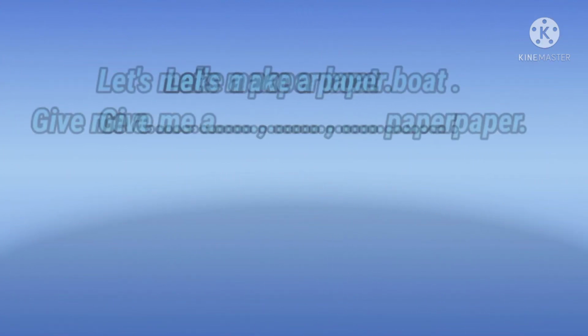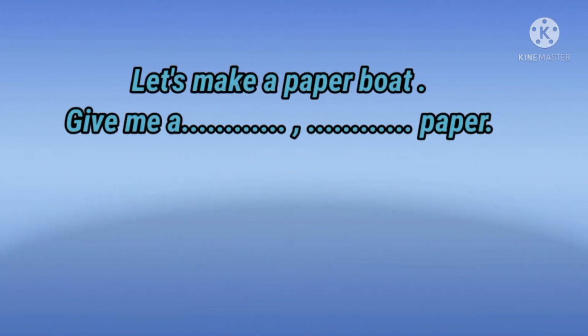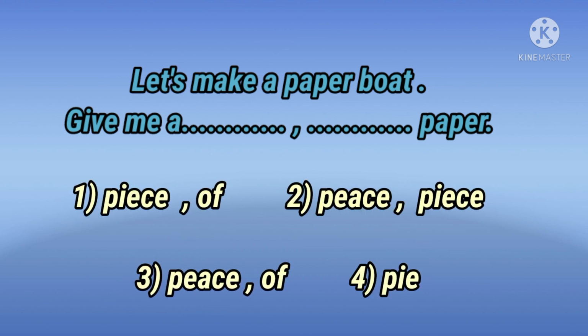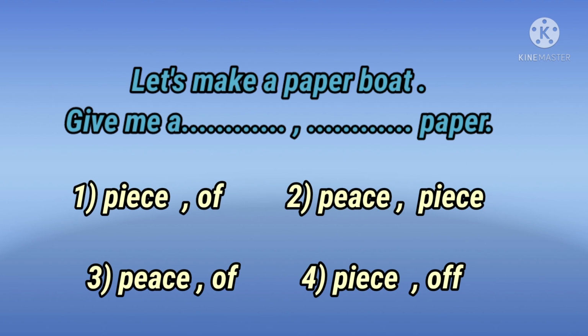Next question. Let's make a paper boat. Give me a dash paper. First option is a piece of. Second is a peace. Third option is a peace of. And fourth option is a pace of. And our answer is first, a piece of paper.